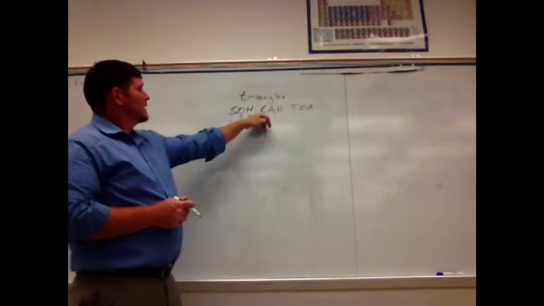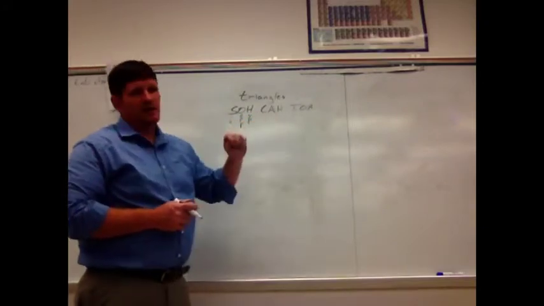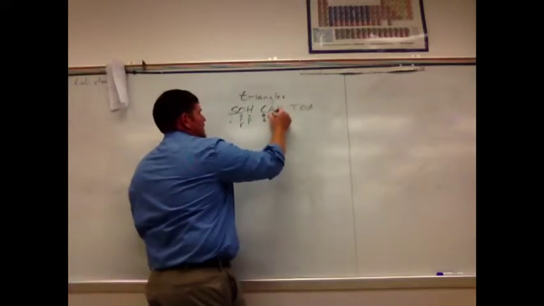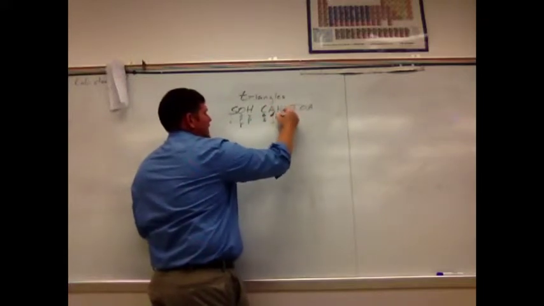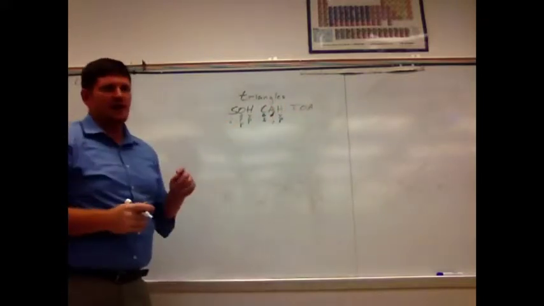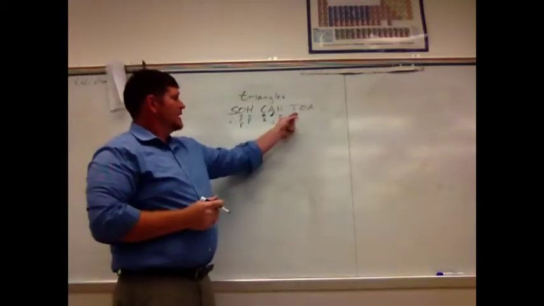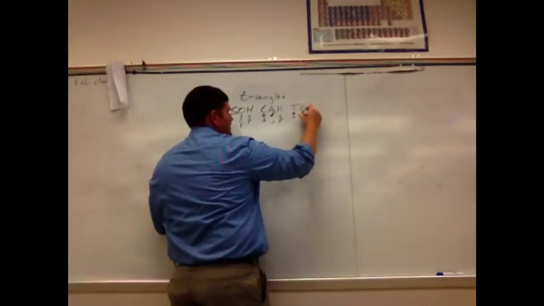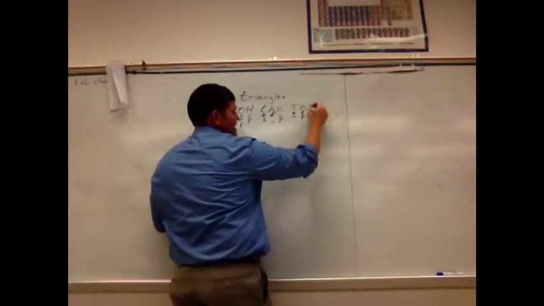Cosine is adjacent over hypotenuse. So this is cosine. We have adjacent and we have hypotenuse. We'll work at those, we'll look at them, we'll see what's going on with them. And then TOA is tangent is opposite over adjacent.